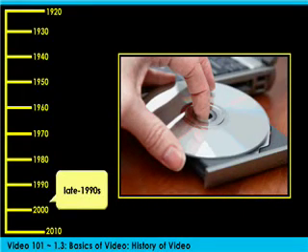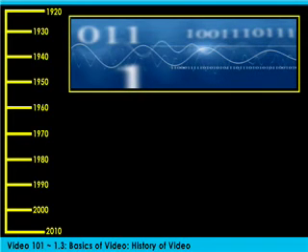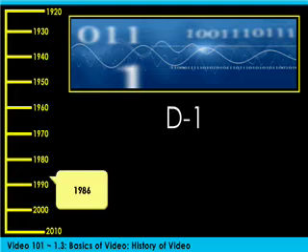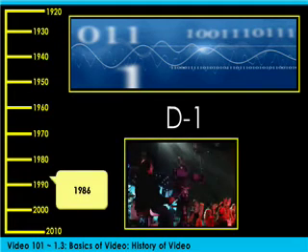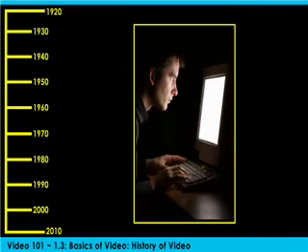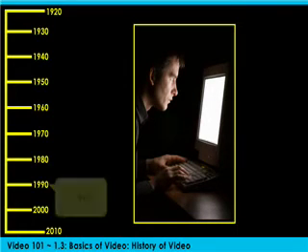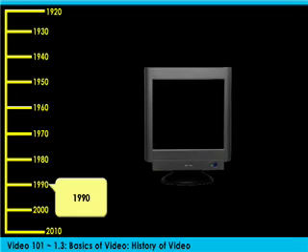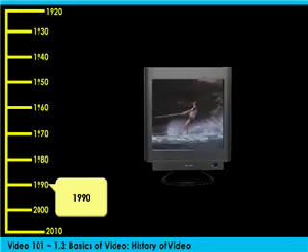The first all-digital video format was Sony's D1, introduced in 1986, and used exclusively by the television broadcasting industry. The first form of digital video to appear for consumers was an early form of Apple Computer's QuickTime format in 1990, which allowed video to be displayed on a computer.